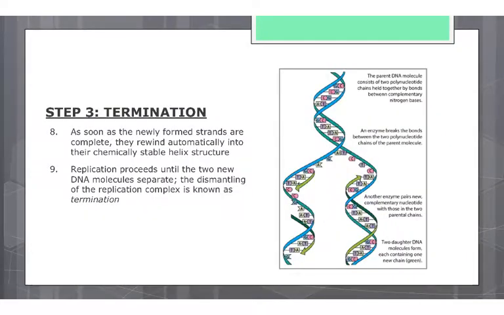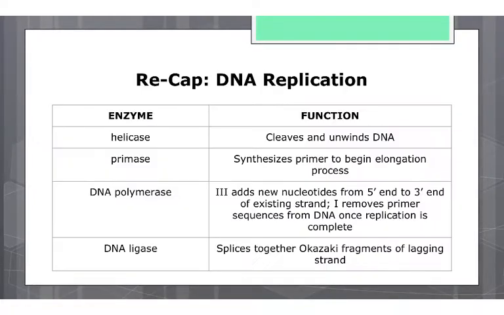Okay, step 3, the termination. As soon as the newly formed strands are complete, they rewind automatically into their chemically stable helix structure. Replication proceeds until 2 new DNA molecules separate. The dismantling of the replication complex is known as termination. Now, a lot of information.